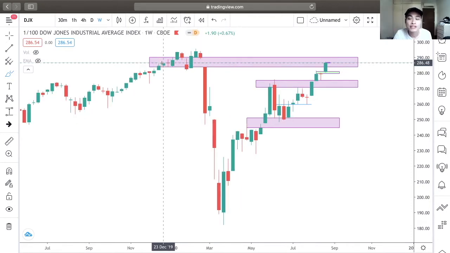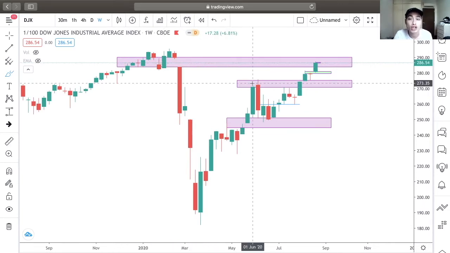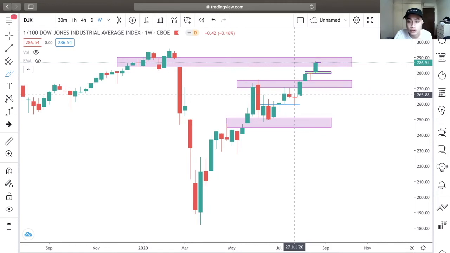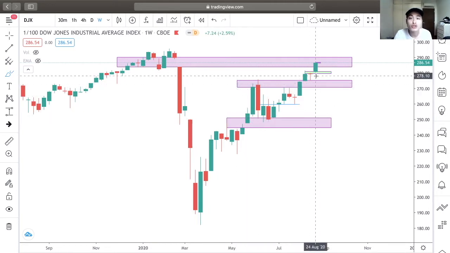If you are a bit more observant, you'll notice that the Dow Jones tends to move in a very similar fashion to the S&P 500. The S&P 500 was consolidating in a range between the months of June to around August before it finally broke above the range. So the Dow Jones tends to move quite similarly to the S&P 500. Right, so that's for the weekly time frame. Let's go on to the daily time frame.